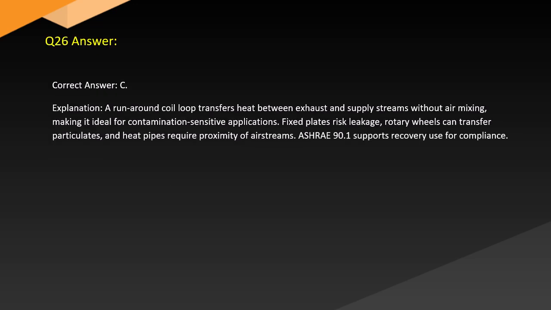Answer. Correct answer: C. Explanation. A runaround coil loop transfers heat between exhaust and supply streams without air mixing, making it ideal for contamination-sensitive applications. Fixed plates risk leakage, rotary wheels can transfer particulates, and heat pipes require proximity of airstreams. ASHRAE 90.1 supports energy recovery use for compliance.